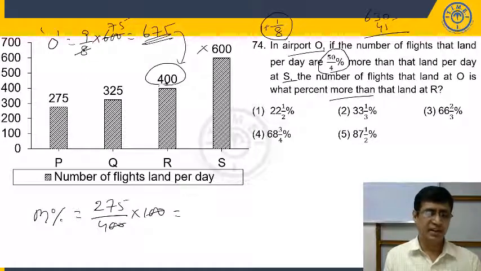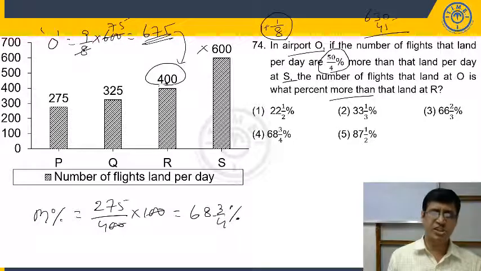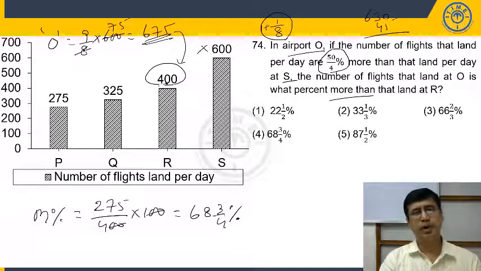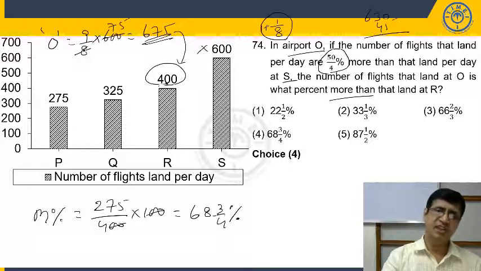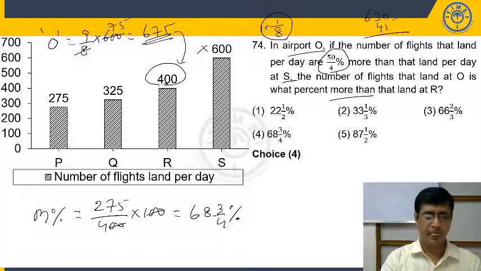Okay, so what is next here? 4 goes how many times? 6 times, and 8 times. The remaining is 3 by 4. The result is 68.75 or 68 3 by 4. Okay.